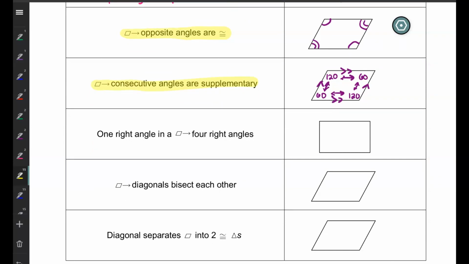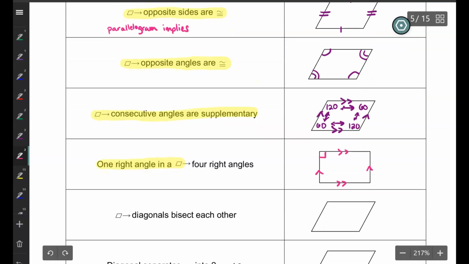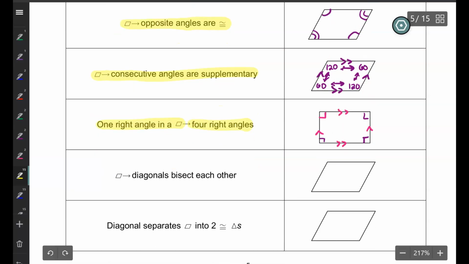Okay, this is a special one. Basically, if you have one right angle in a parallelogram, and that's all that we know, and we know this is a parallelogram, automatically, based on our previous two theorems, we would know opposite would have to be a right angle, and then consecutive angles would also have to be supplementary, so those have to be right angles. So if you have one, you automatically have all four.